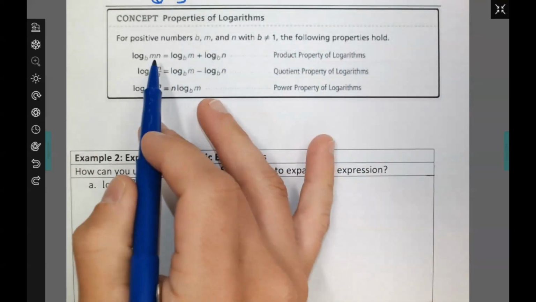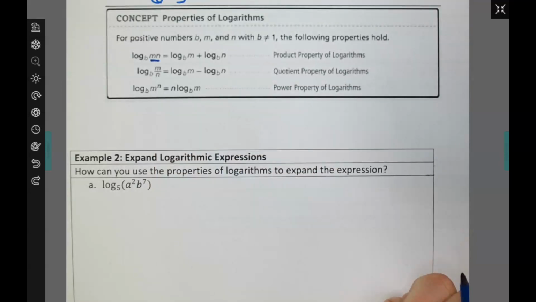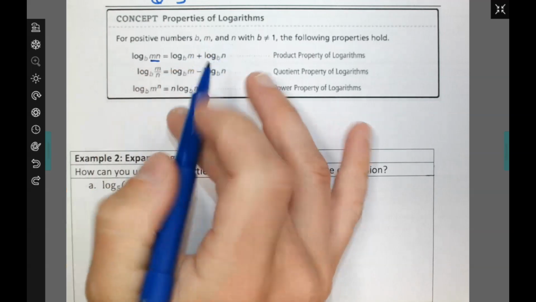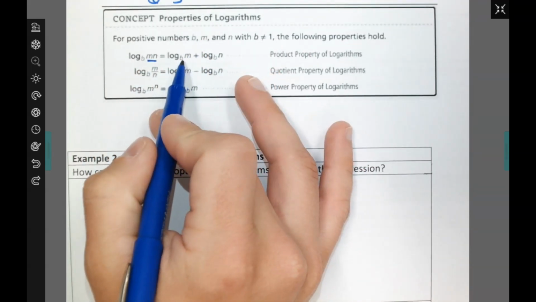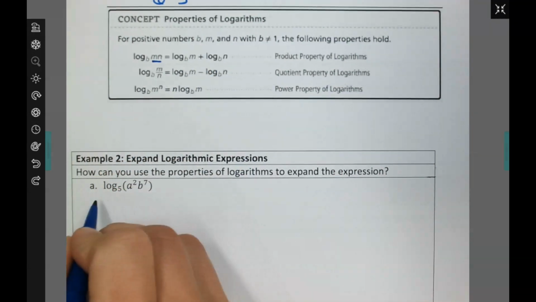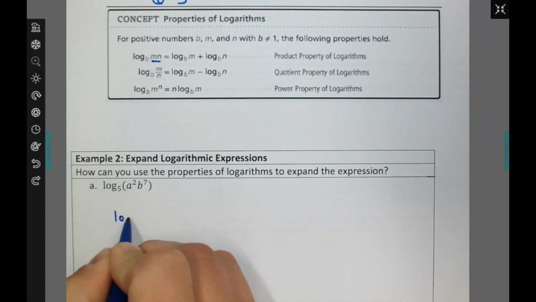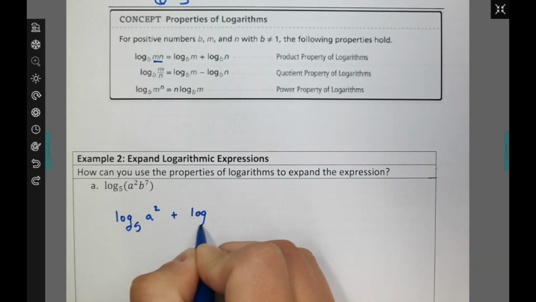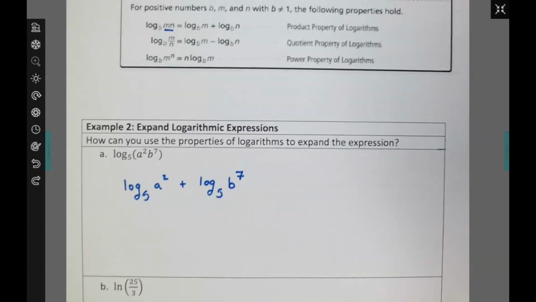The first one deals with the product property. So it says when we have a log base b and we are multiplying two terms, m and n, on the inside, we can split it into addition where both logs have the same base, and then it's log base b of m plus log base b of n. So what that would look like for a is we do have multiplication going on here. So I can go ahead and split this into log base 5 a squared plus log base 5 b to the 7. Okay, so we got that right there.